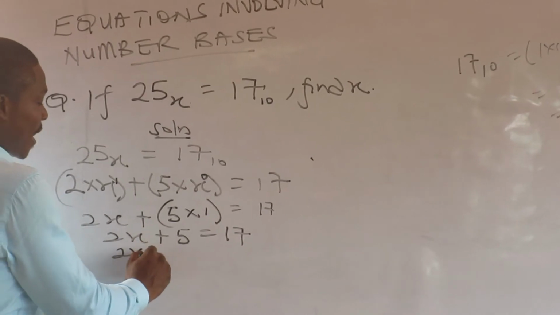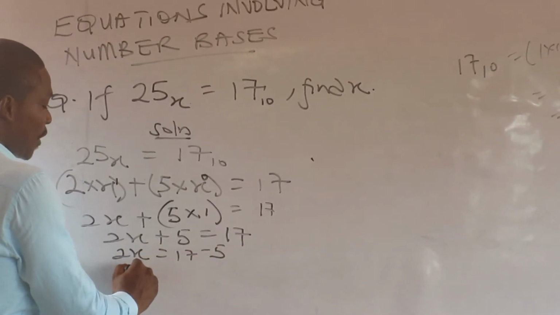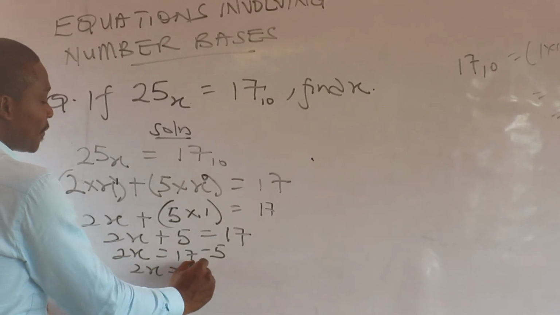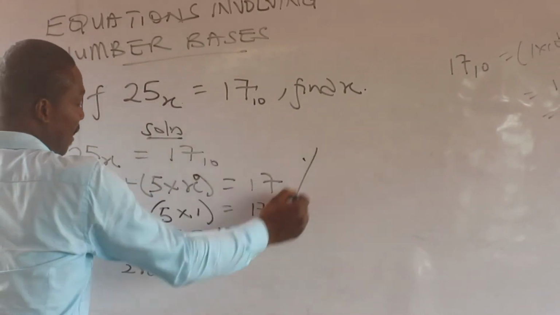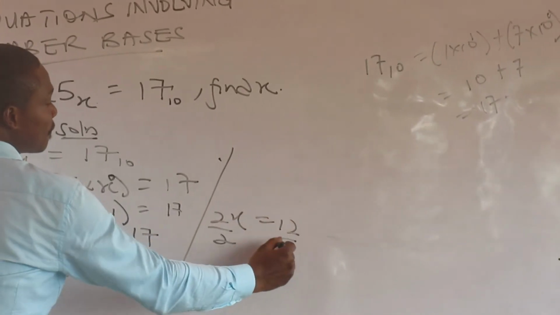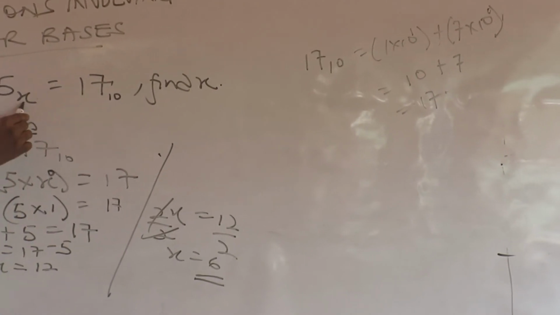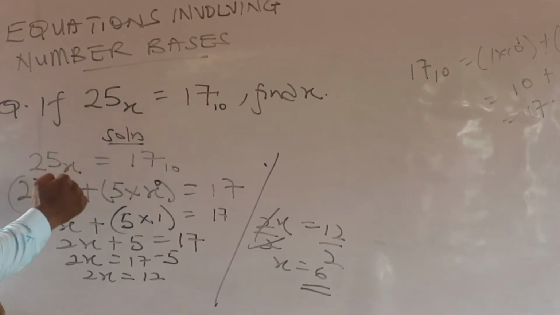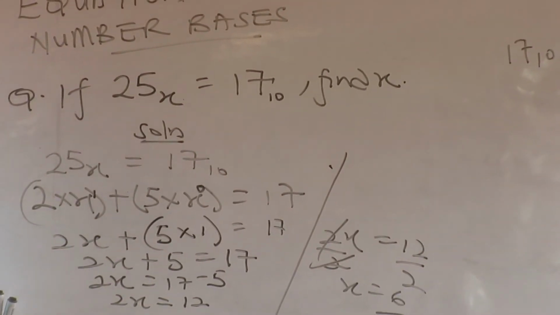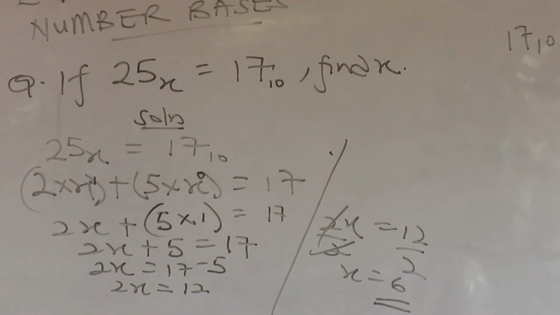Now, 2x equals 17 minus 5. I'm grouping like terms, right? So you have 2x equals what? 12. Good. Now, you have to divide through by what? 2. x is 6. Good. If you put 6 here, and you expand, you get 17. That proves the equation. So that is it.